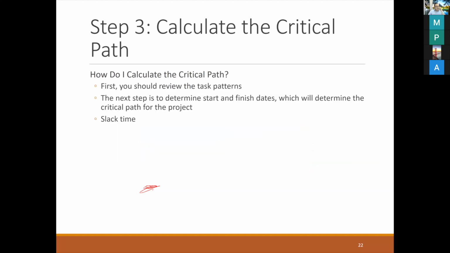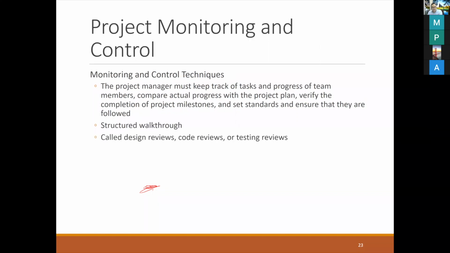Next, when you calculate the critical path, first you have to review the task pattern; second, determine the start and finish dates, which will determine the critical path for the project. And then we have the slack time. When we talk about this, how to monitor and control: the reason is that when we find the critical path already, we will use it in order to monitor and control tasks.